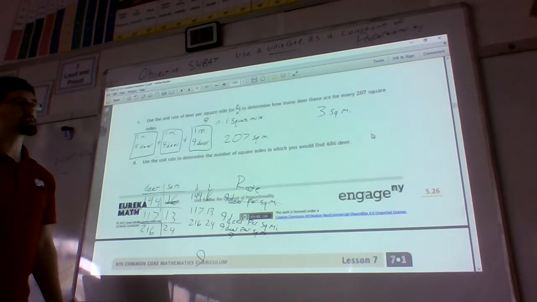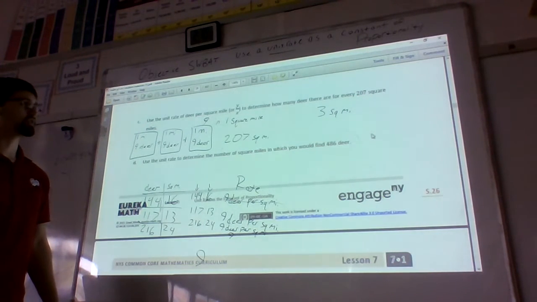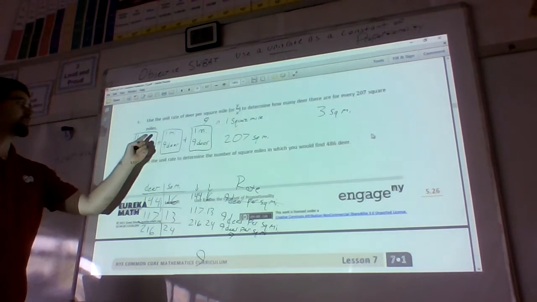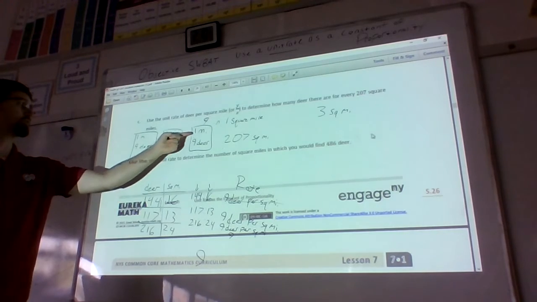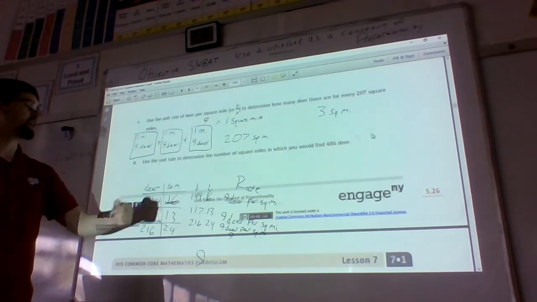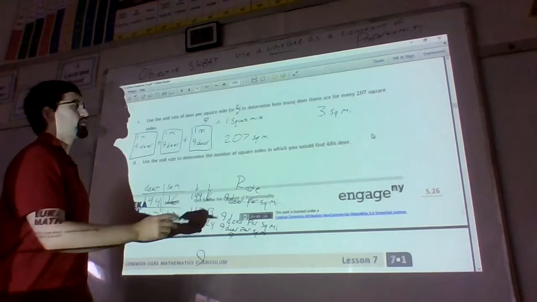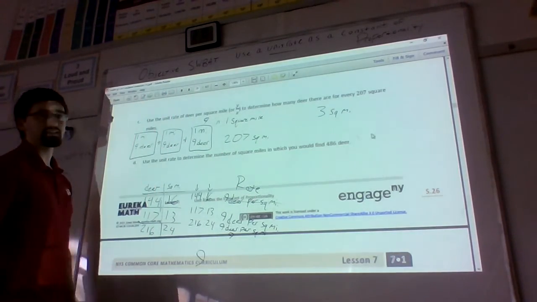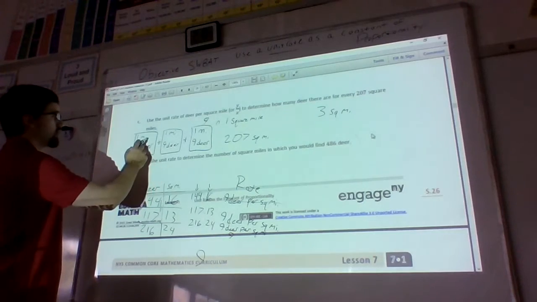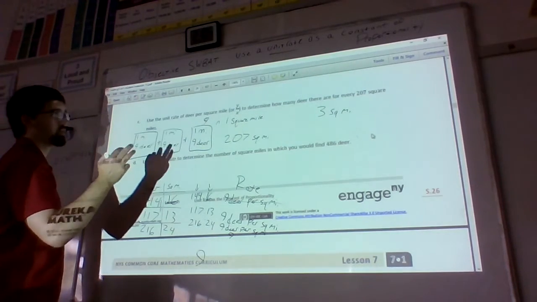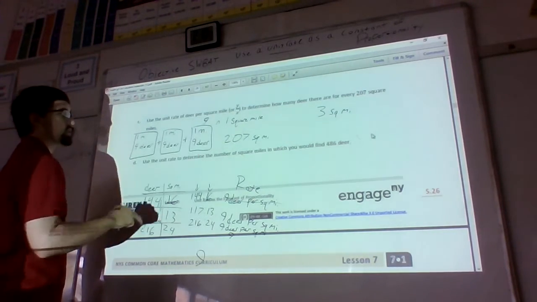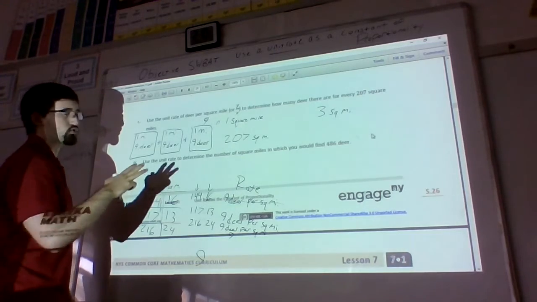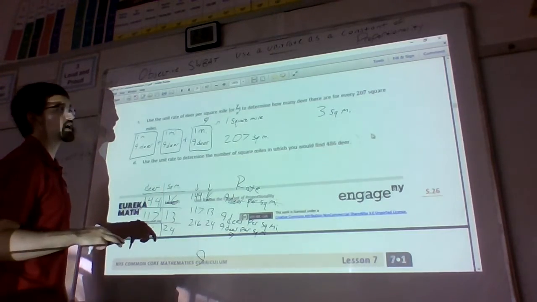If we have 3 square miles, how many deer will there be? Well, we counted up here: 1 plus 1 plus 1, 9 plus 9 plus 9. Okay, so if we have 3 square miles, that means we also need to have 3 groups of 9 deer, because 1 mile at a time, we need 3 of those to make 3 square miles. So we need 3 groups of 9 deer at the same time.